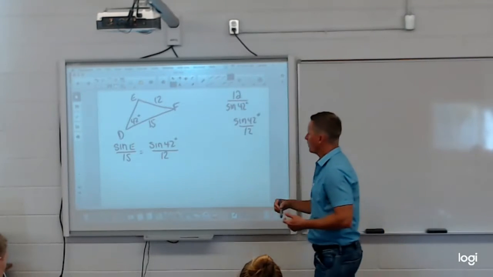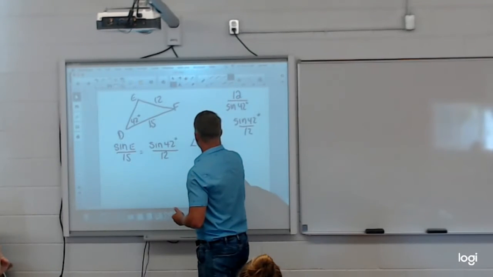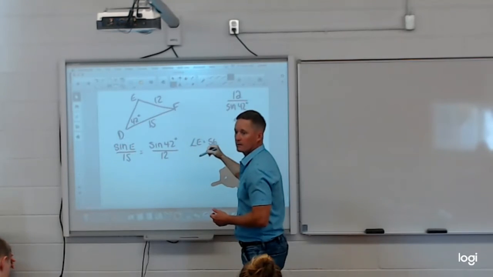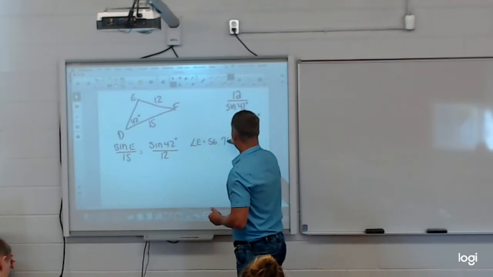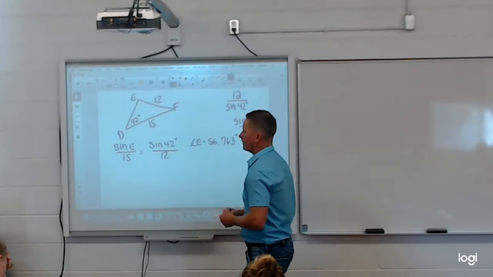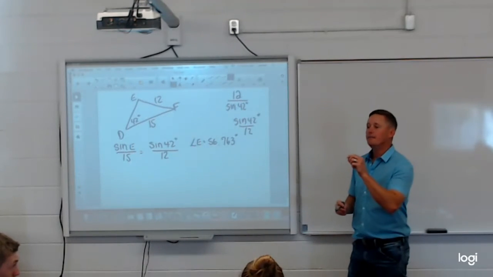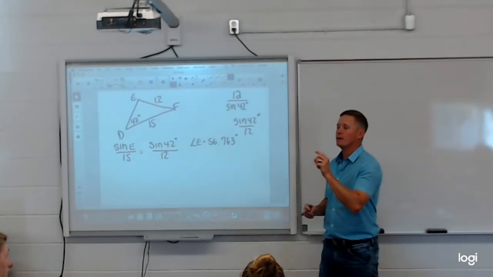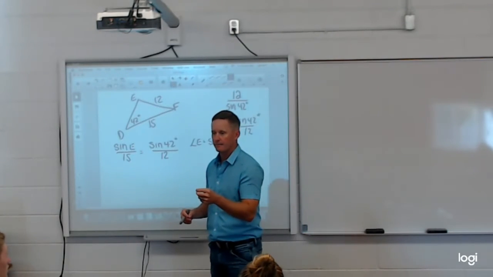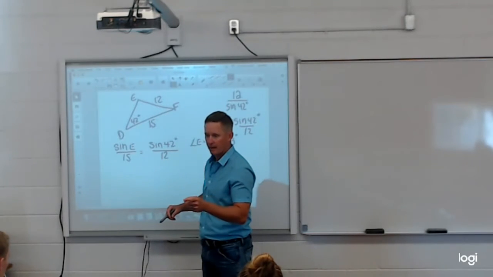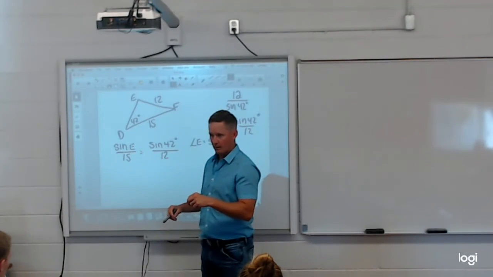So what did we get for angle E? 56.763. Much better. Good. About like 0.8? No. But here's the issue: you didn't do your second function sine yet. You did 15 times this divided by this, but you didn't do second function sine after it. Good man. Okay?